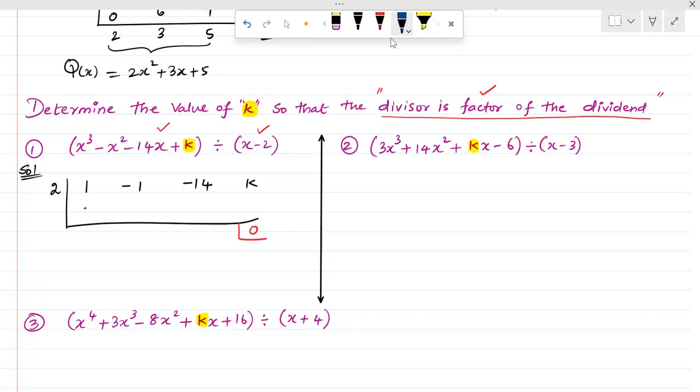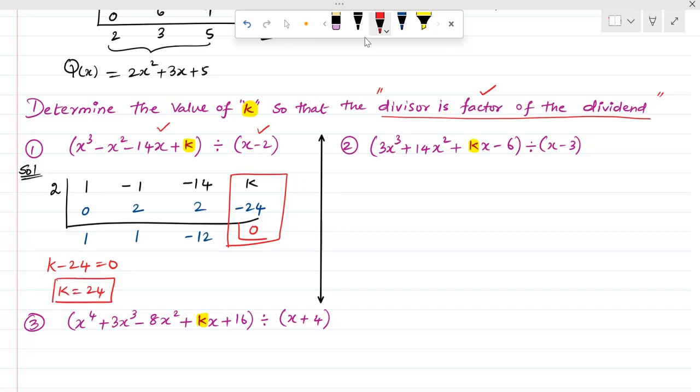Now I will start. Here 1, multiply by minus 2, you will get minus 2. Here 1 and multiply, you will get 2. Here minus 12 multiply, you will get minus 24. If you add this part and simplify, you will get the k value. What is the k value from this one? k minus 24 equals 0, and k is equal to 24. So this is the final answer.